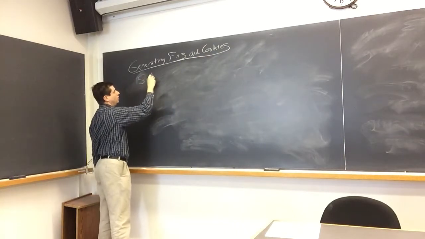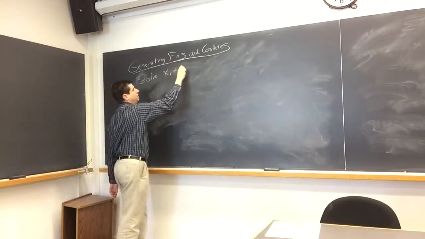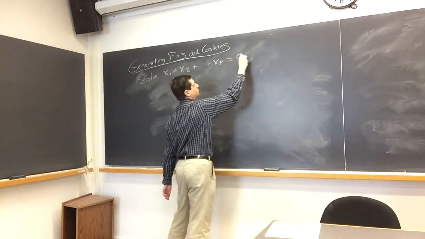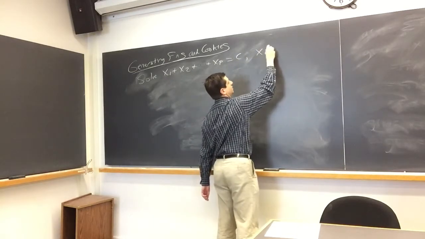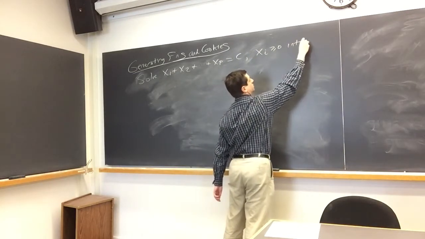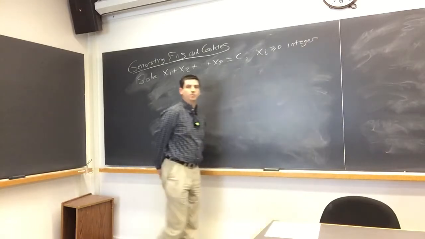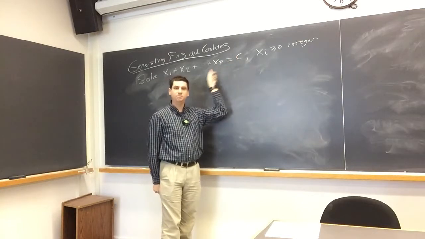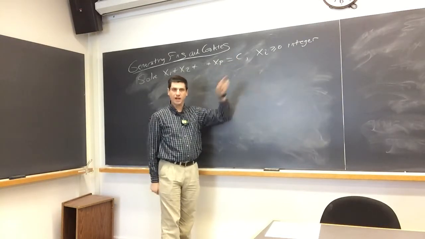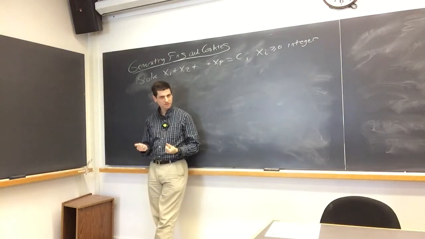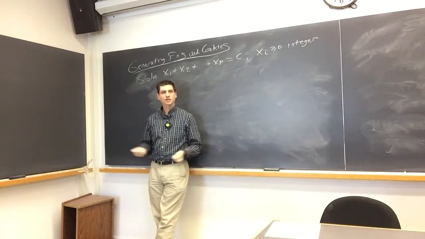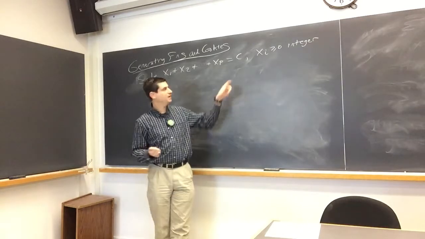So we want to solve x1 plus x2 plus ... plus xp equals c, each xi greater than or equal to 0 an integer. This is the cookie problem. How many ways can we divide C cookies among P people? The people are distinct, the cookies are not, you can only have an integral number of cookies, and you cannot leave any cookies undivided. This is called a Diophantine equation.